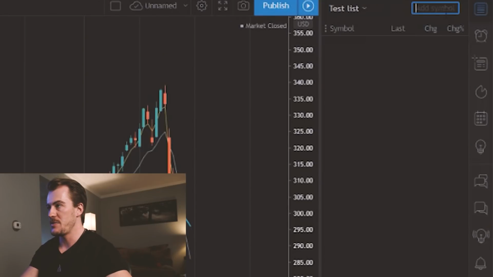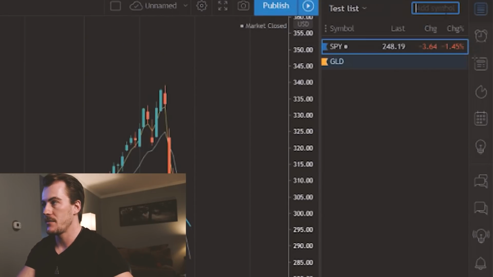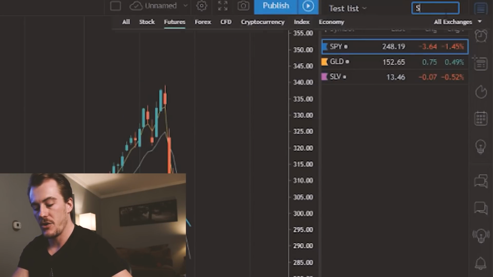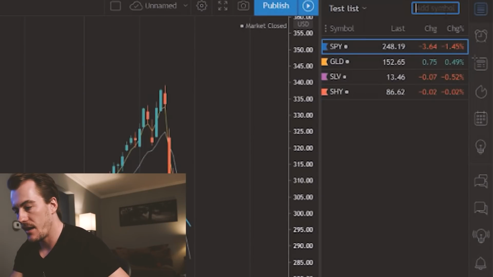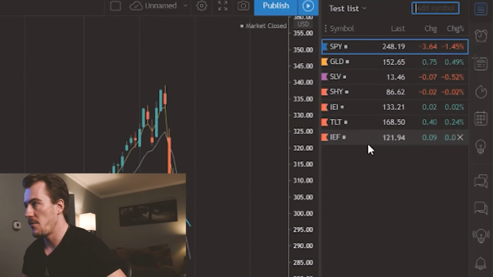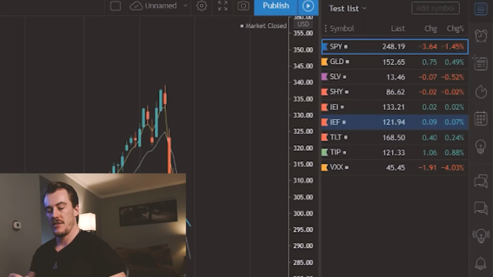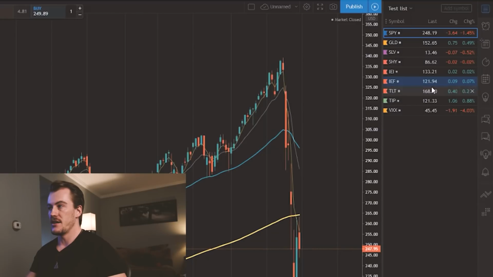So what we're going to do over here on the right side is type in SPY, which is the S&P 500. We're going to type in GLD, which is gold, SLV, which is silver, and then we're going to do SHY, IEI, TLT, and then IEF, and drag that one above TLT. Then we're going to add TIP and VXX. All of these are indexes. They either track a bunch of companies or they track a precious metal like gold and silver.